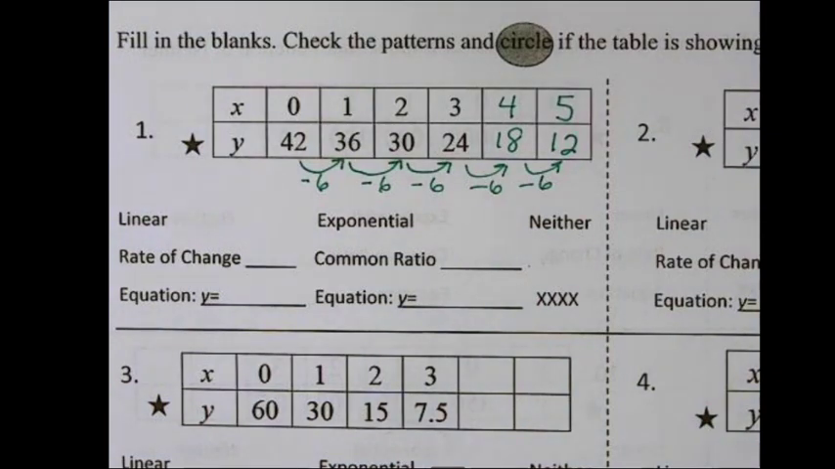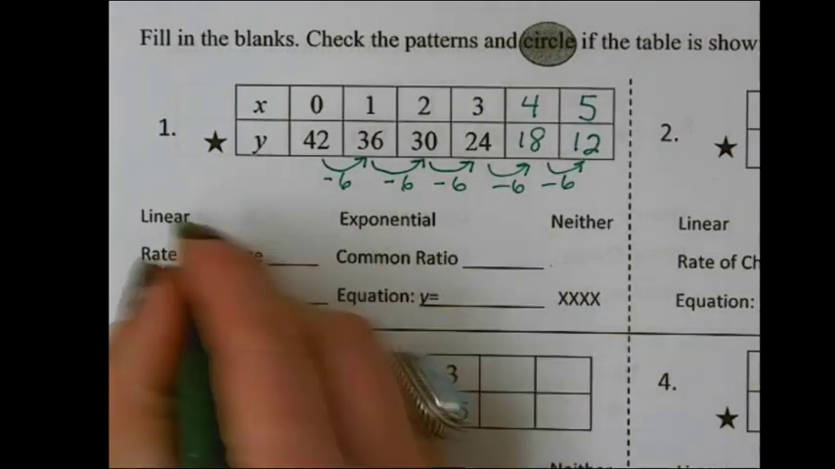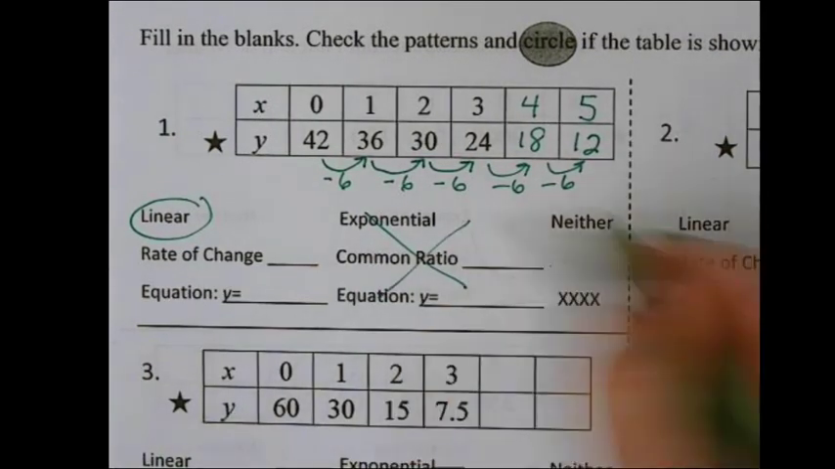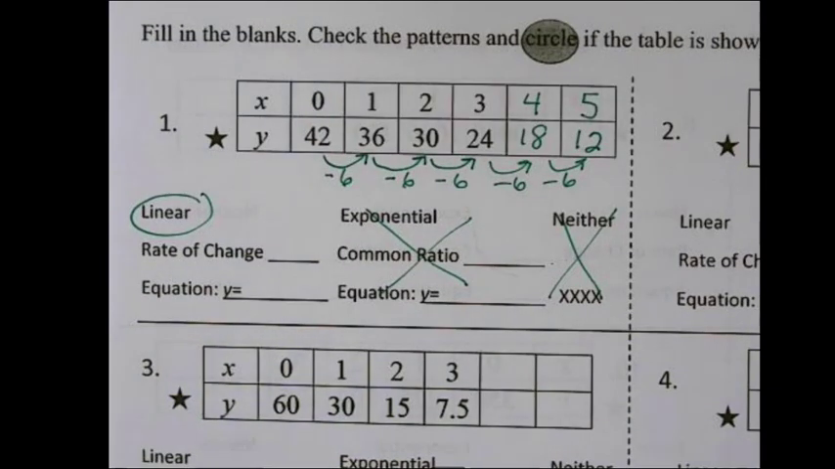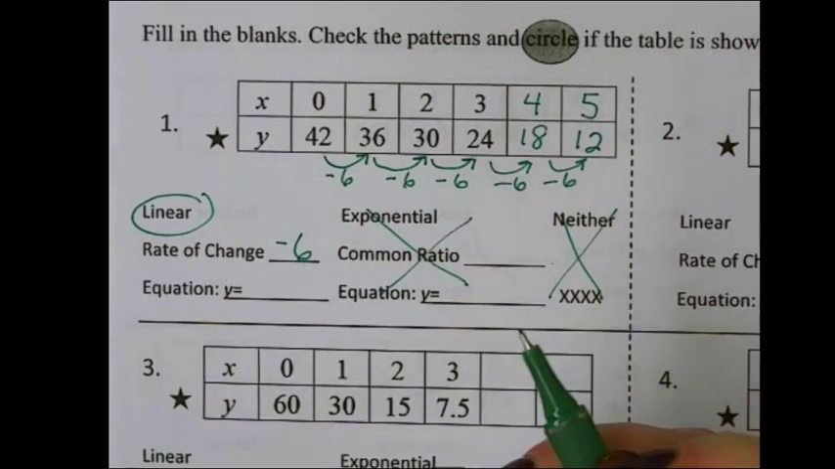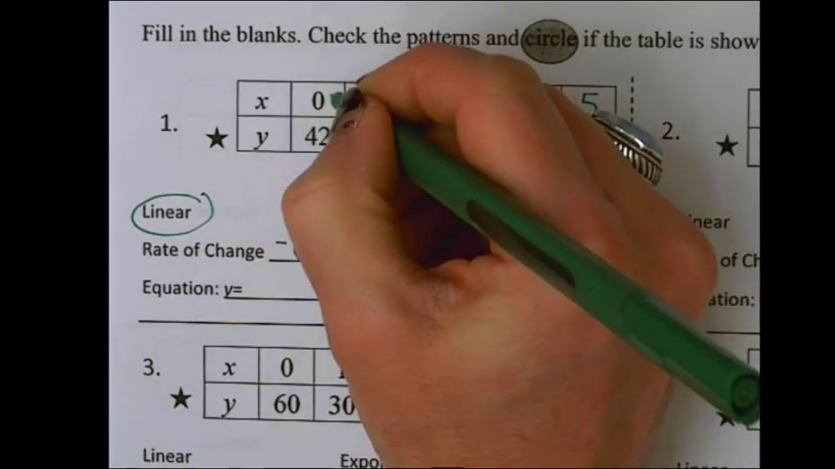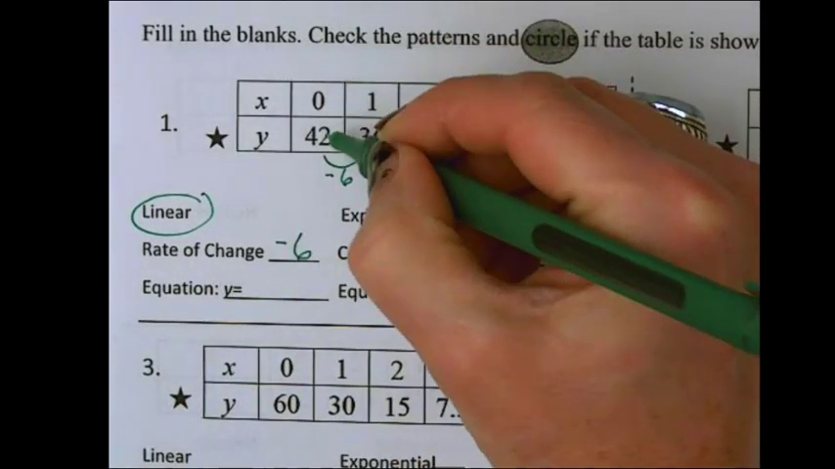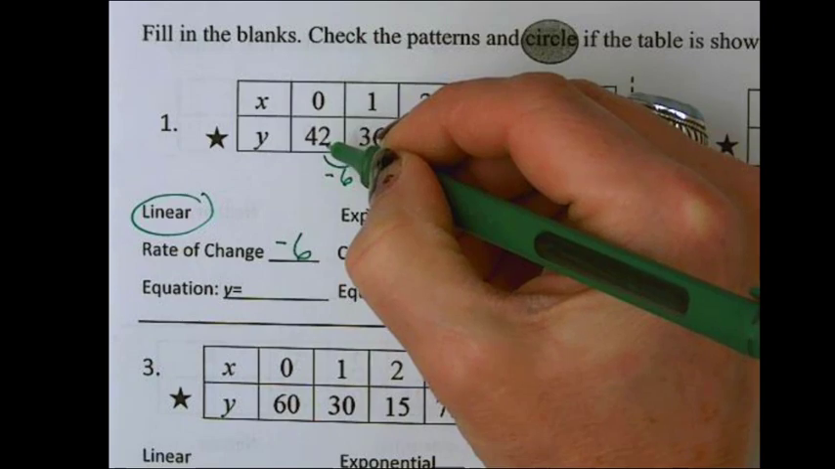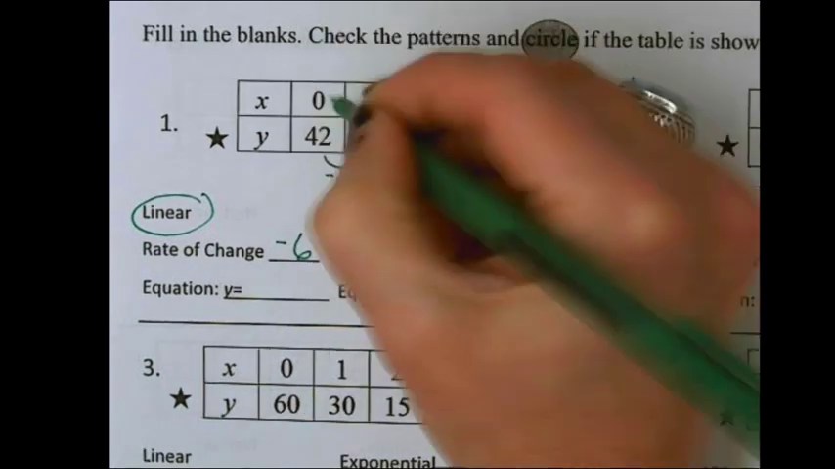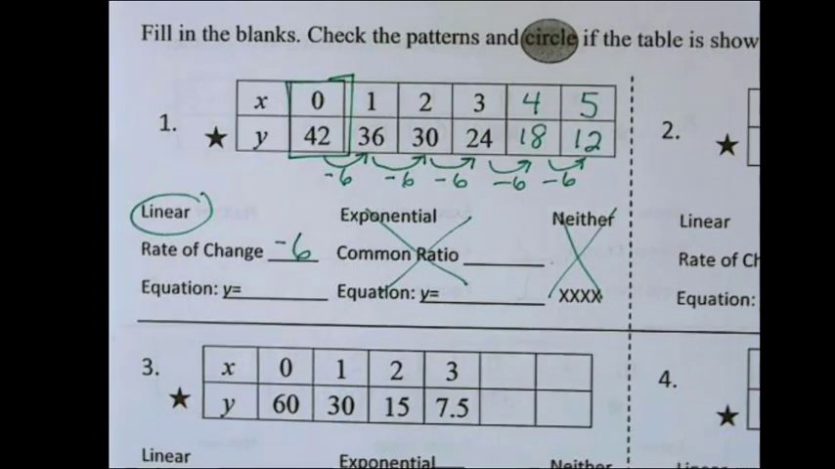So I know that it's a constant rate of change. It happens to be decreasing, but that just means that my slope is going to be negative. So I'm going to circle linear, and I'm just going to cross these ones out, okay, because it's going to be one of the 3. So I've got it in my mind that it's linear. The rate of change is -6, and I can see that this is an important point. At 0, it is crossing the y-axis at 42. And that is going to be part of my equation.